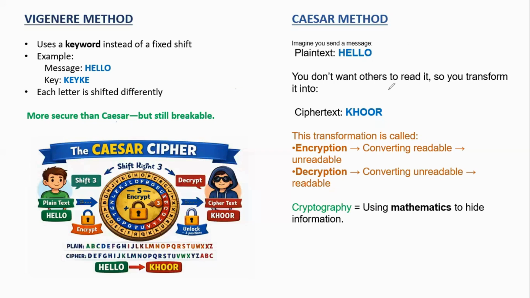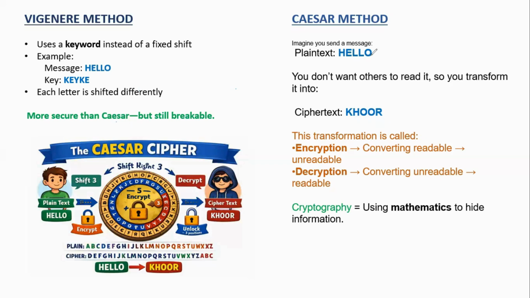Imagine you send a message hello and you don't want others to read it. So you transform this into a ciphertext, which is now understood as Khoor. Now, how does this conversion take place? Hello consists of 5 letters and Khoor also consists of 5 letters. If you shift H 3 times ahead, it becomes K. E shifted 3 times becomes H, and double L shifted 3 times becomes double O. O shifted 3 times becomes R.